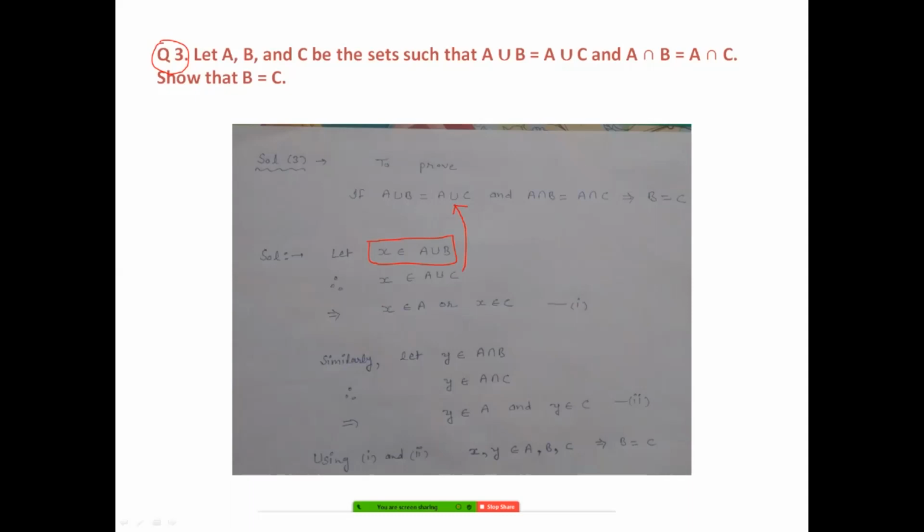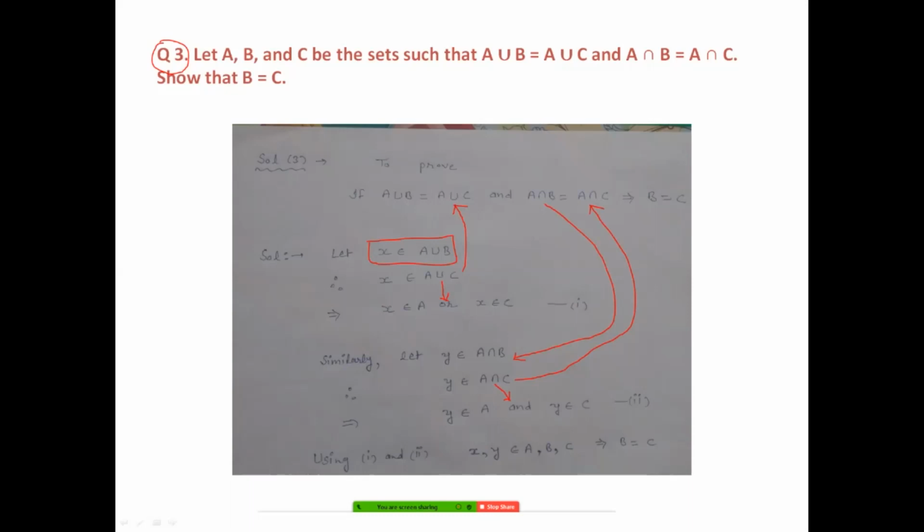Similarly, taking Y belongs to A intersection B. Since A intersection B is equal to A intersection C, we can write it as Y belongs to A intersection C. Here, this is clear that union means or and intersection means and. So what we can say here is Y belongs to A and Y belongs to C.